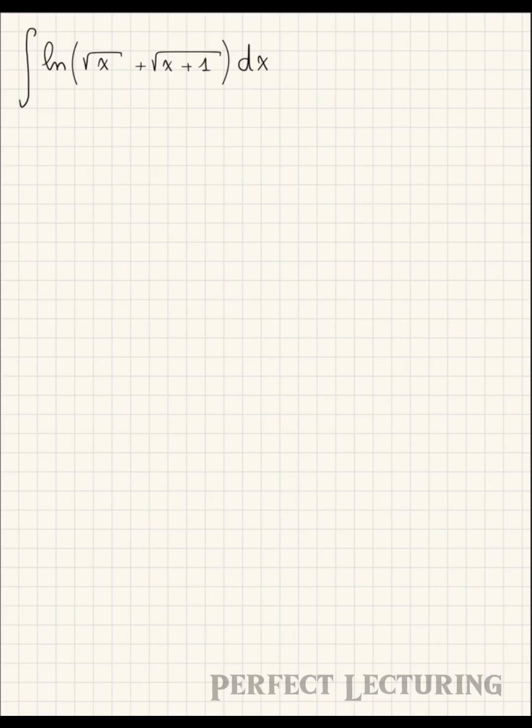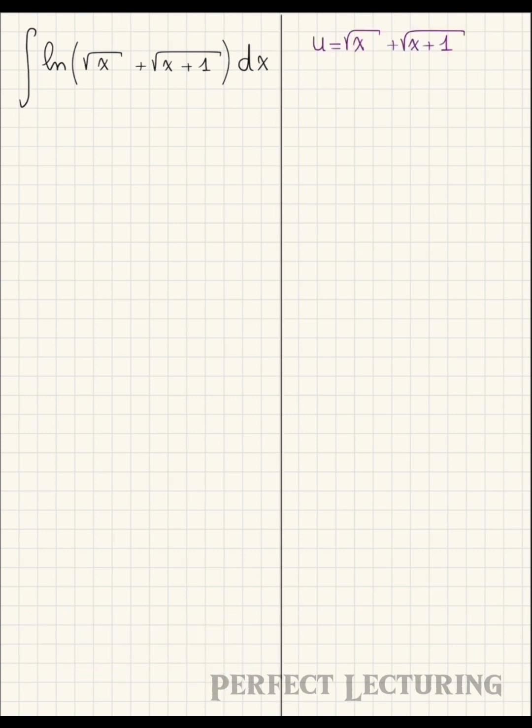Hello everyone. Our question for today is the following integral: the ln of the square root of x plus the square root of x plus 1. I will start by letting u equal to the square root of x plus the square root of x plus 1. And this is what we get for du.